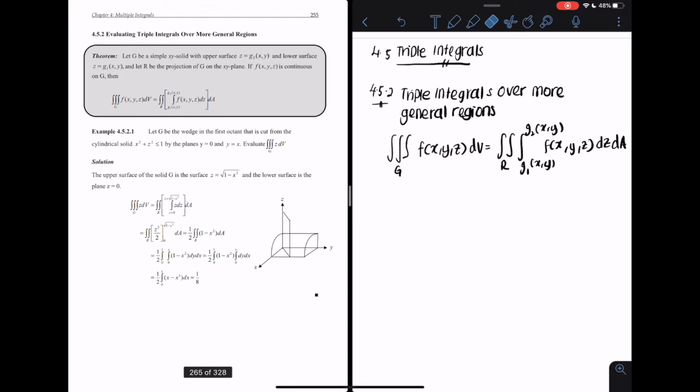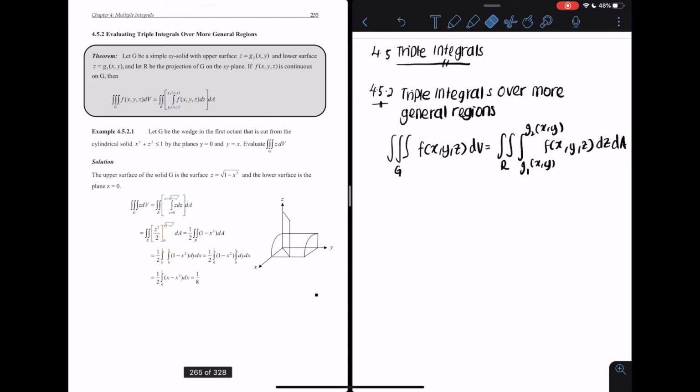When you have a double integral, you have to sketch region R in a two-dimensional coordinate system. In a triple integral, you have to sketch solid G in a three-dimensional coordinate system. Again, the reason for sketching solid G is that it will help you determine the limit with respect to variable z, the limit with respect to variable y, and with respect to variable x.